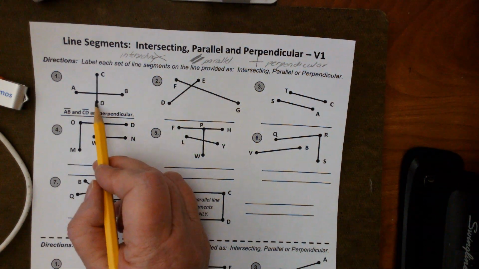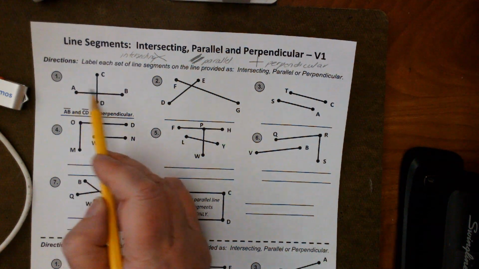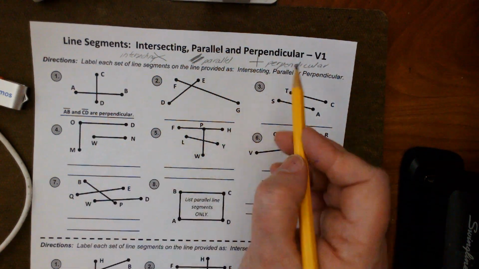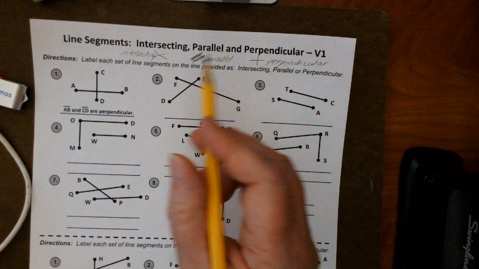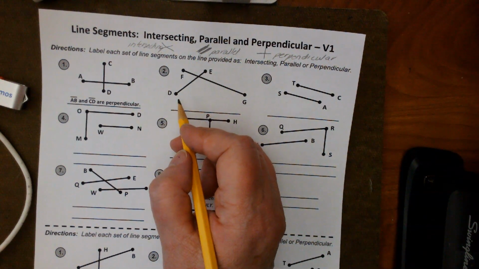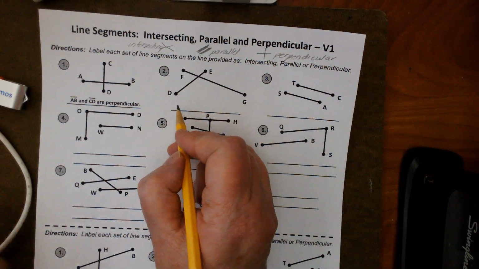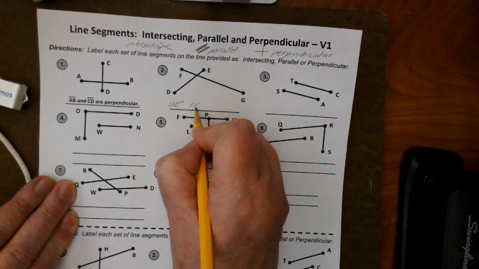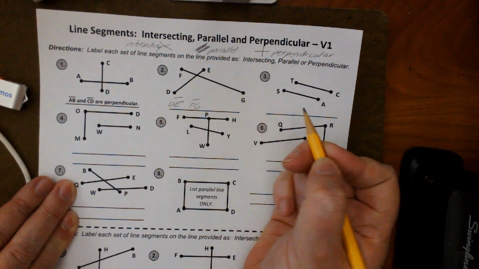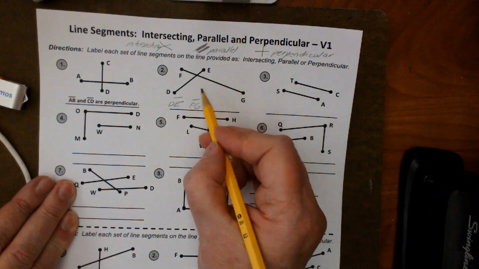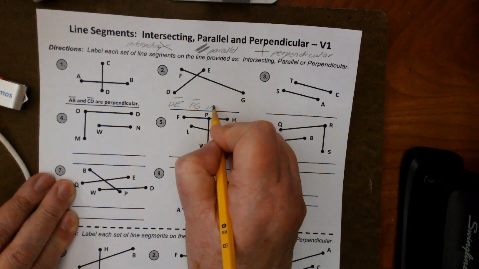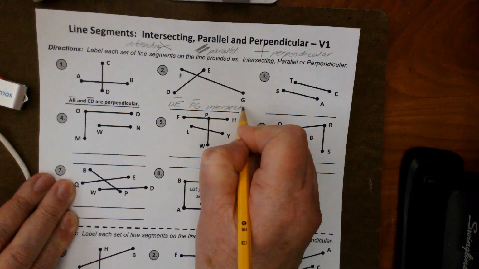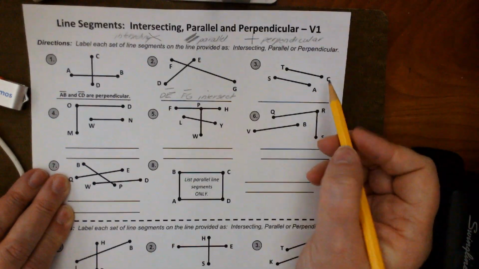So this is a line segment, right? C to D and A to B, and these are perpendicular. Okay, we have DE and we have FG. And I'm just going to put the line segment symbol on top, and these intersect. Okay?